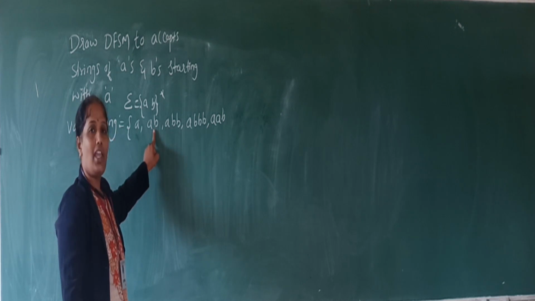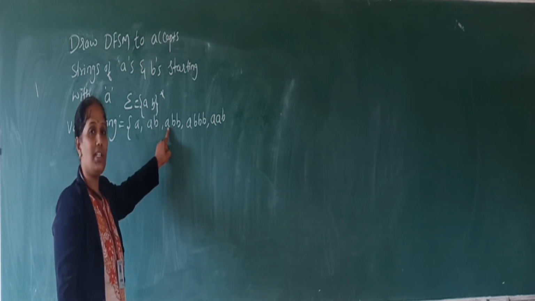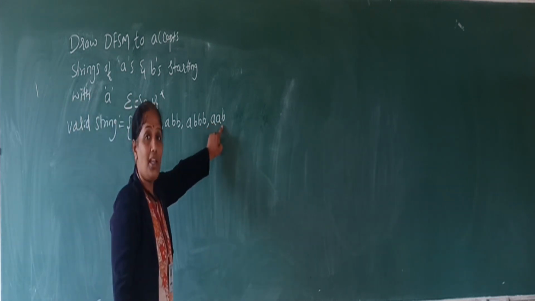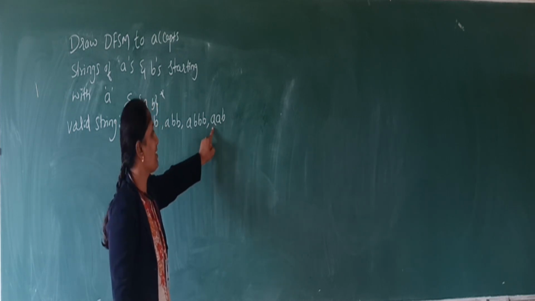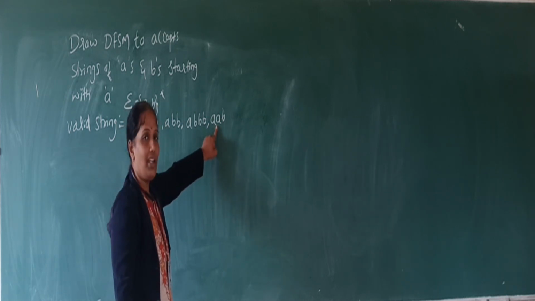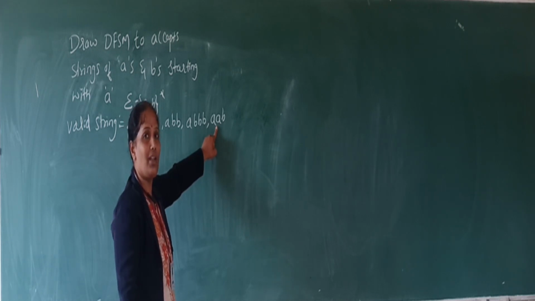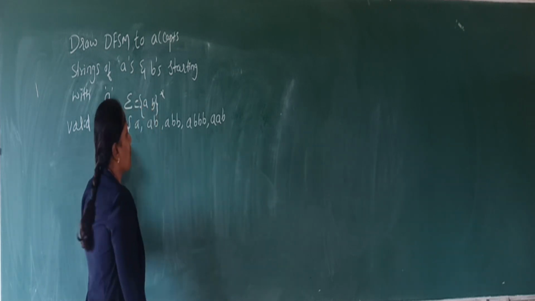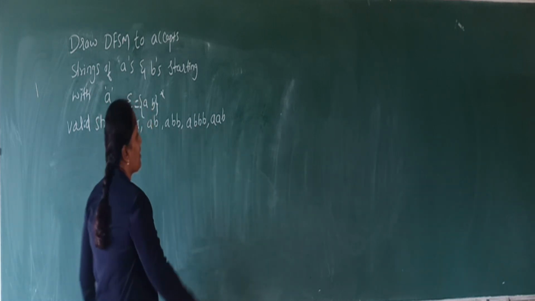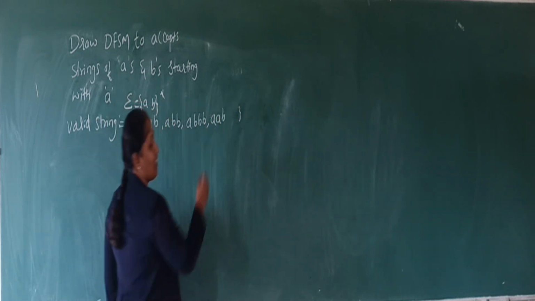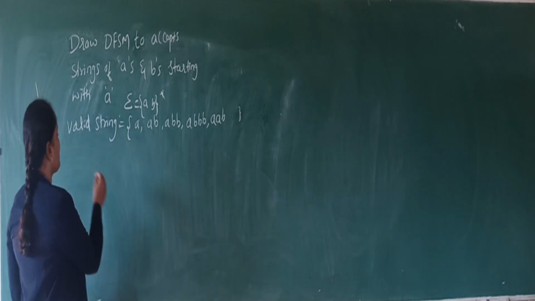Next, AB is there in the language, ABB is there, and even AAB is also there because it is starting with A. After that, A may occur any number of times or B may occur any number of times, zero or more. So these are some valid strings in the language. First you write down the valid strings, and next you write down the invalid strings also.